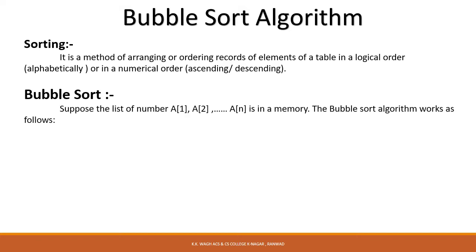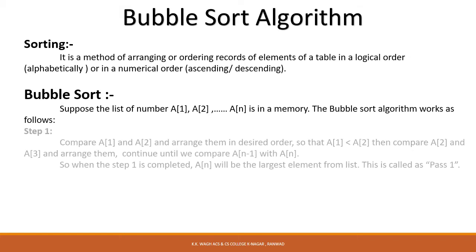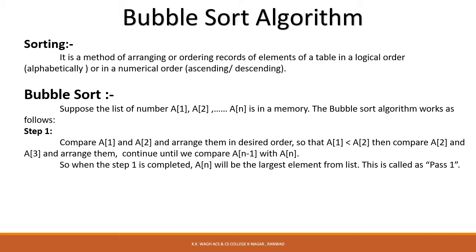To study the bubble sort algorithm, first we have to study its working. Suppose we have a list of numbers like a1, a2 up to an in our memory. The bubble sort algorithm works as follows. In step 1, first we compare a1 and a2 and arrange them in our desired order. If we have to arrange the elements in ascending order, then we will compare a1 and a2. Let's say a1 is less than a2.